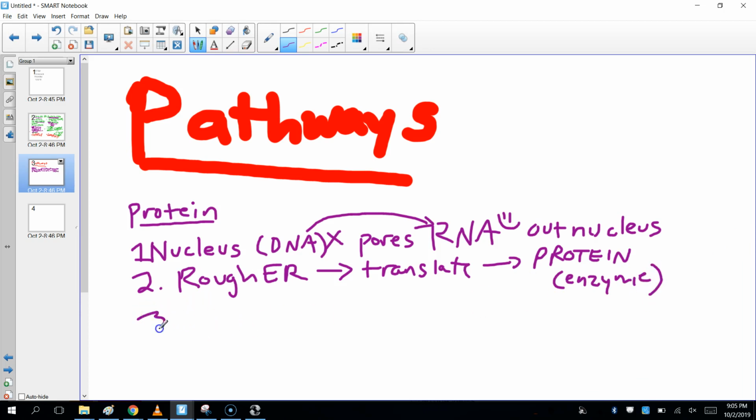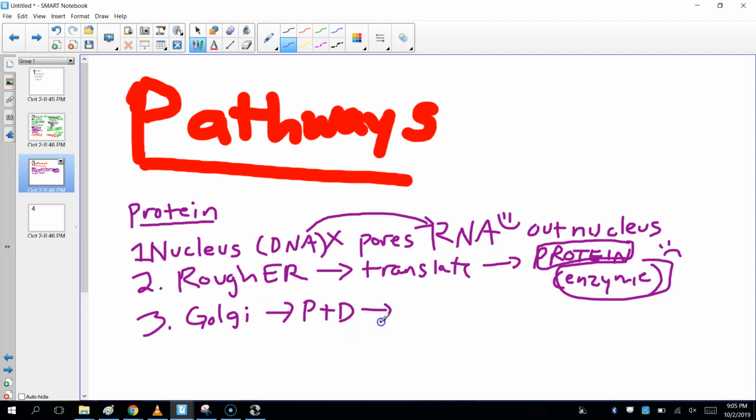Now the only problem is that this protein here, or enzyme, isn't packaged right. Okay, so it needs to get packaged and distributed. So then it gets sent to the Golgi. And the Golgi, I'm just going to put, will package and distribute, P and D, and then send the protein where it's needed. Okay, so that's the protein pathway. And you can pause this when you need to.